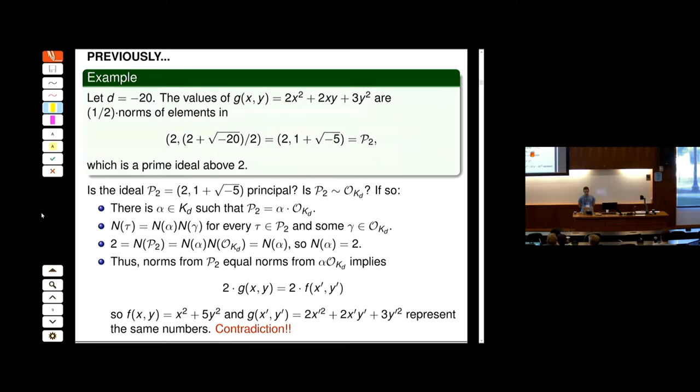And then we moved on to ideal class groups, looking at rings of integers of quadratic fields, and noticed that if you take norms of ideals, those norms are evaluations of quadratic forms. To match whether an ideal is principal or not, you compare values of two different quadratic forms. If those two quadratic forms represent different numbers, then they cannot be the same form. And therefore this equality was impossible to begin with. And we proved this way that P2, that ideal over 2, is not principal.